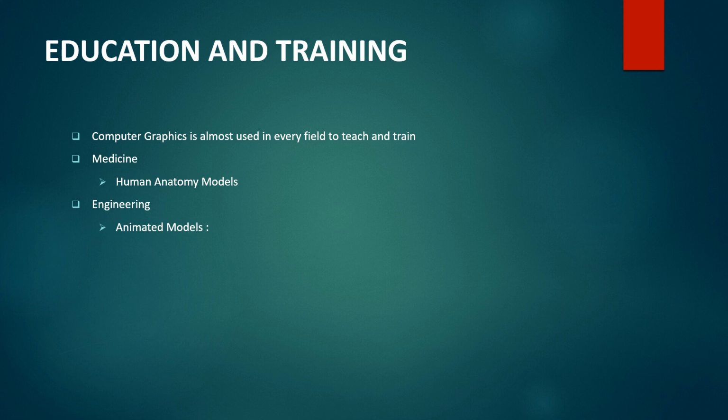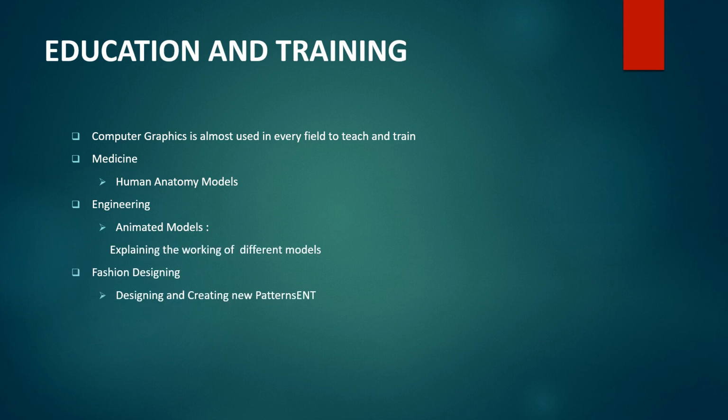Education and training, which is a very important part. Computer graphics is used in almost every field to teach and train, such as medicine and human anatomy models. We can use computer graphics to create anatomy models so that we can present them in a conference, or so it can be a better understanding for students or for us. For engineering, animated models explain the work of different models.